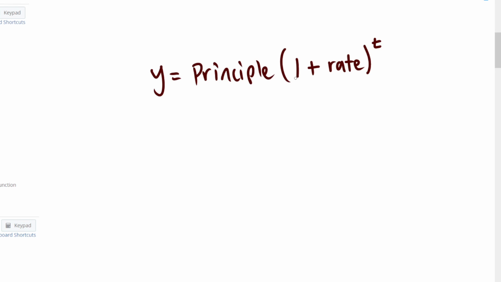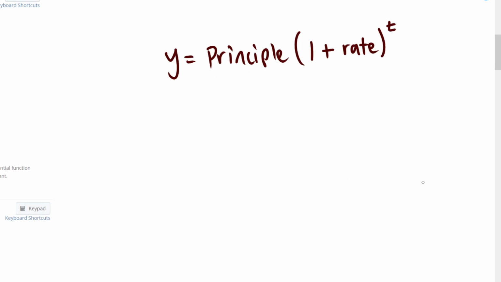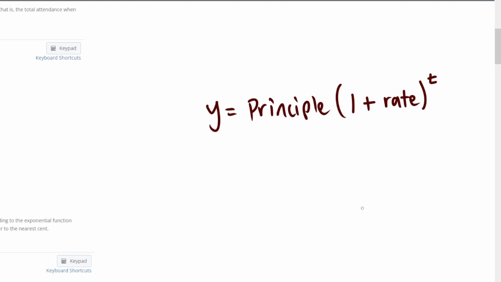The principal stays, because if you do just 3 times 0.03, it's going to give you less than 1, but we wanted to have 3 times 1 plus 3 times our 0.03, to the t. So that's one of the equations, and we'll just go through some example problems.